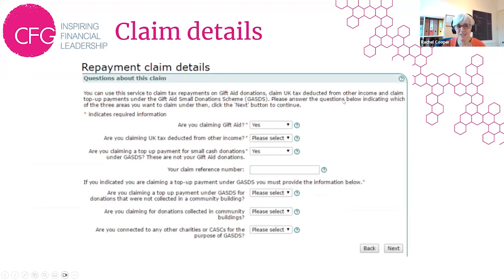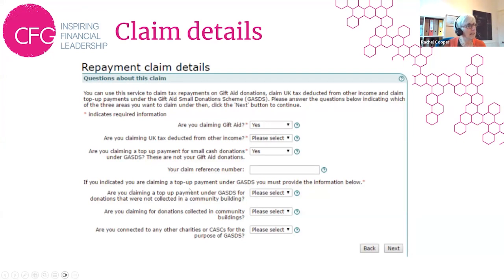Quite nice, some of them are just yes and no questions. So it's just asking you, are you claiming Gift Aid? Yes, you are. If you're claiming anything else, and whether or not you're claiming anything under the Gift Aid small donation scheme. And here it tells you that they're not your Gift Aid donations. So that's quite helpful there. So you just select your yes and no. The claim reference number, I think, is where you go away from it halfway through, and so you might have had a claim reference and you have to come back to it. But all of these little question marks are really helpful. Just go in and see what it is, just to remind yourself.